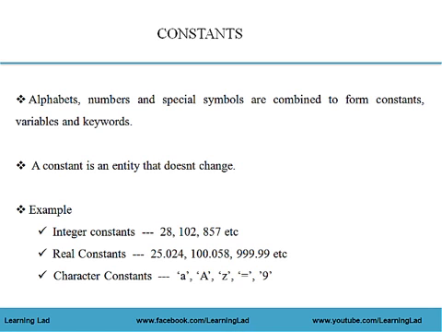An integer constant is a whole number like 28, 102 or 857. The real constants are the numbers with a decimal value. It may be like 25.024 or 100.05, etc. A character constant is a single alphabet or a digit or a symbol written in the single quotes. For example, capital A in single quotes, Z, equal to, or 9. These are the character constants.